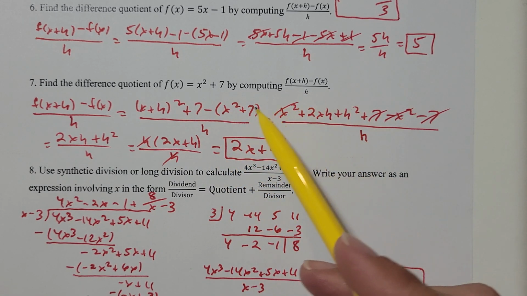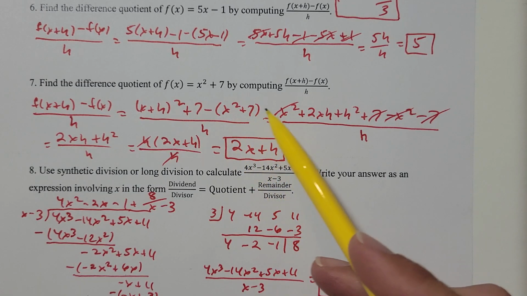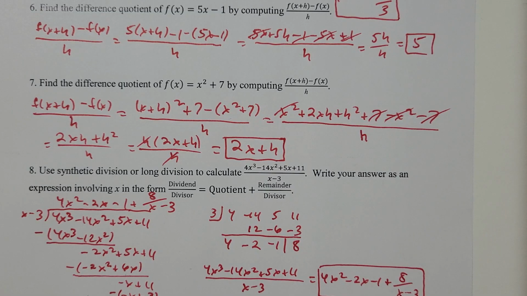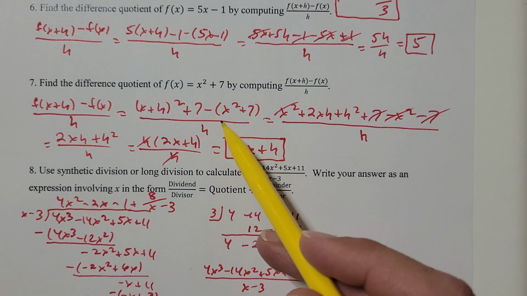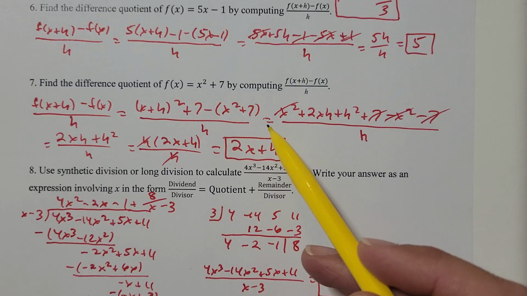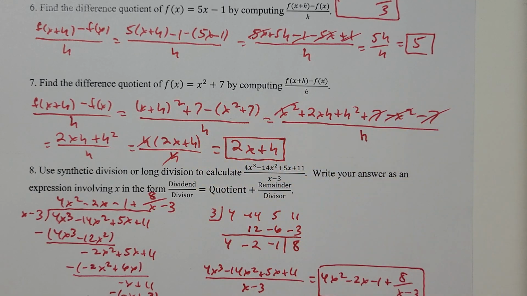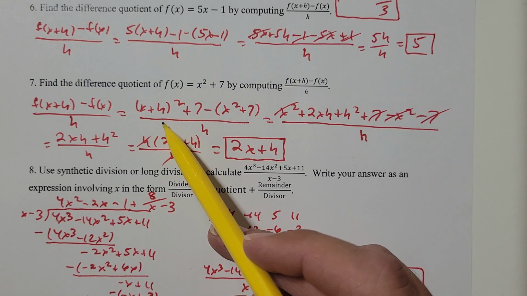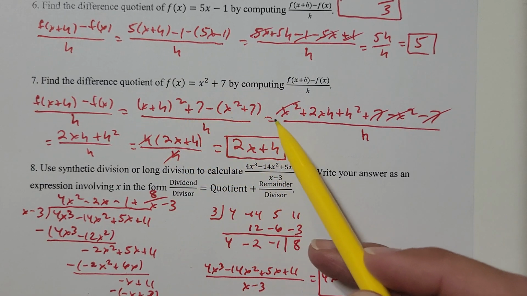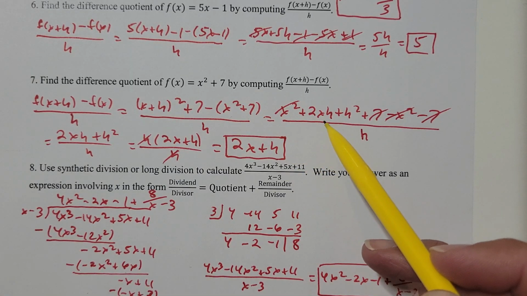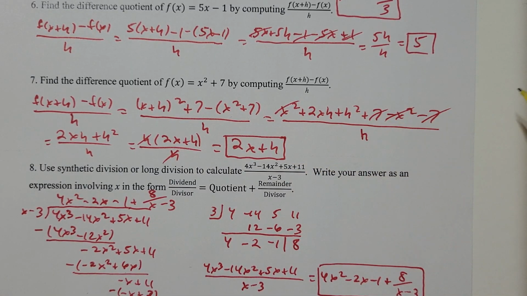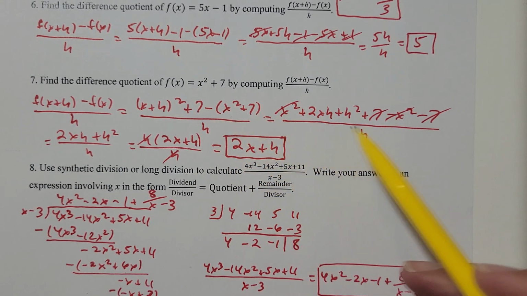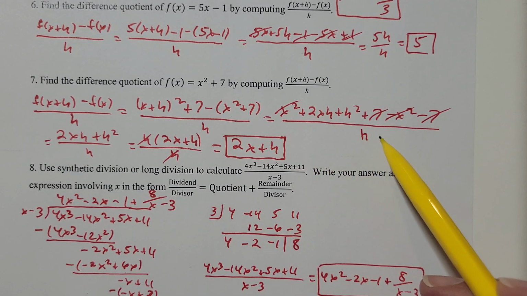minus f of x. So minus x squared plus 7, you're subtracting the whole thing. So be sure to have parentheses around that expression because you're going to need to distribute the negative into these two terms next. And this is all over h. Okay. X plus h squared, the same as x plus h times another x plus h. So you got x squared plus 2xh plus h squared plus 7 minus x squared minus 7 all over h.